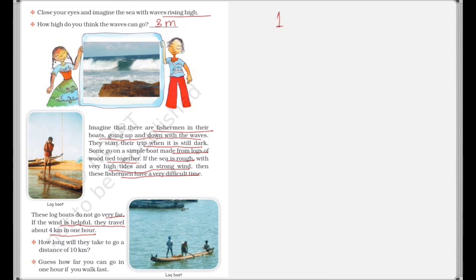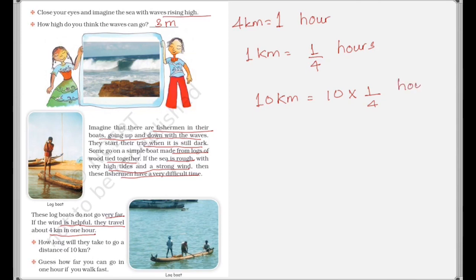Okay, so 4 kilometers they can travel in 1 hour. So 1 kilometer they can travel in 1 by 4 hours. And then for 10 kilometers they can travel 10 into 1 by 4 hours, which is equal to 10 by 4. If we cancel this, it becomes 5 by 2, which is 2.5 hours. So this much time it will take to travel 10 kilometers.